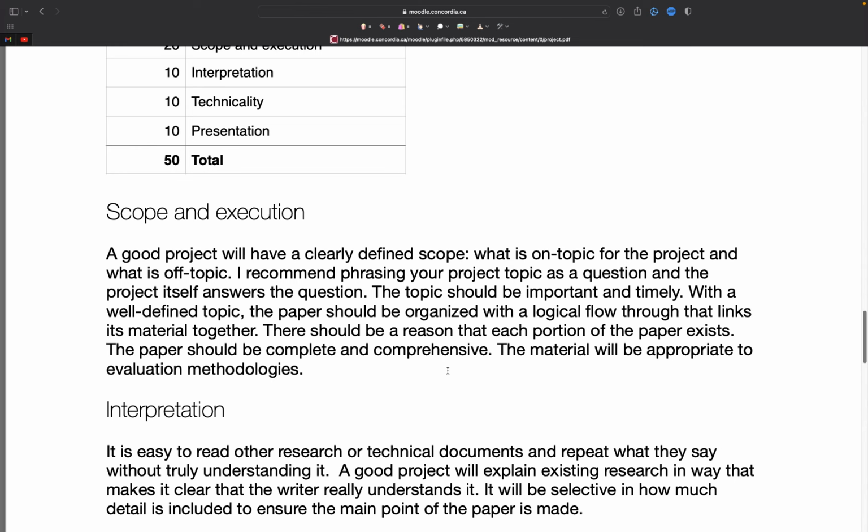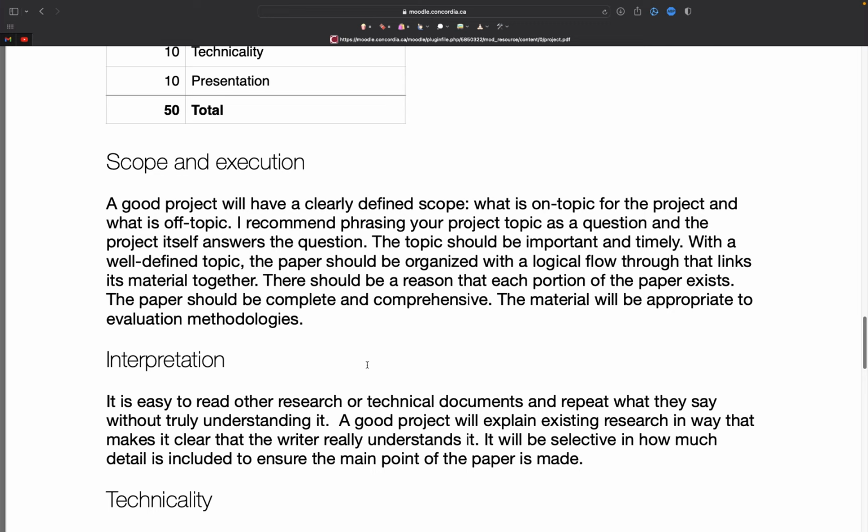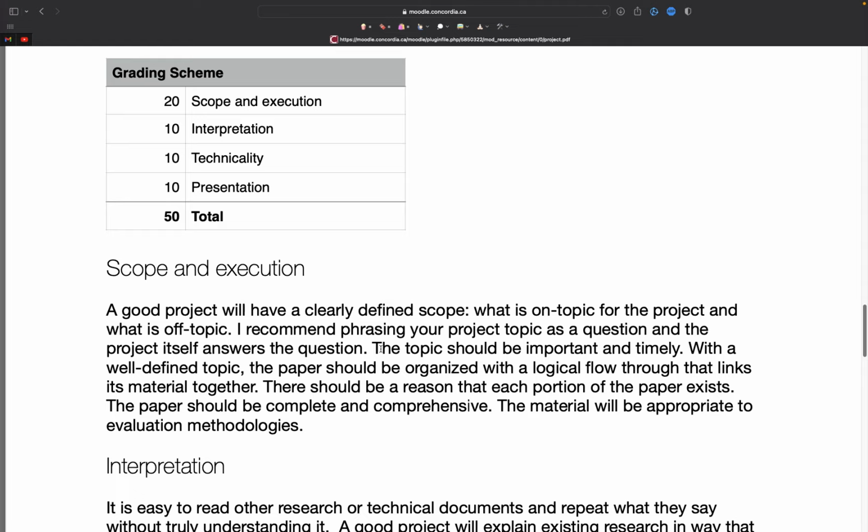There's a grading scheme. This is for the project itself. A lot of the marks are just on what's the topic? Does it make sense? Does everything that you included or didn't include in the report make sense? Is there a flow through it? If you're answering a question, does everything lead up to the answer of the question? All of that type of stuff. That's what I call scope and execution. It's just about that.